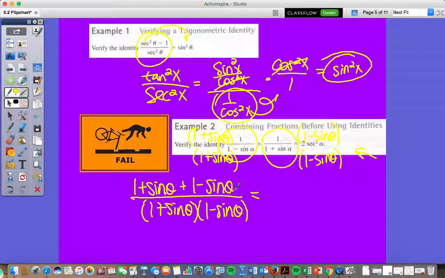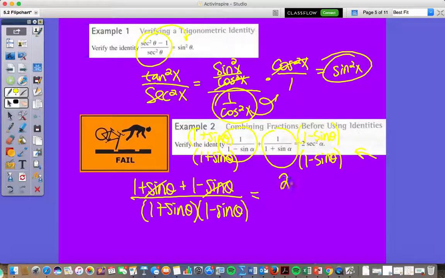Anna, do you see anything that we could do? No? Okay, that's fair. On the bottom, can we FOIL, or am I going the wrong direction? We could FOIL, good. And can we do anything on the top? Can we simplify the top? Yeah, we can. We just combine, right? Yeah, combine. So it'll just be 2.